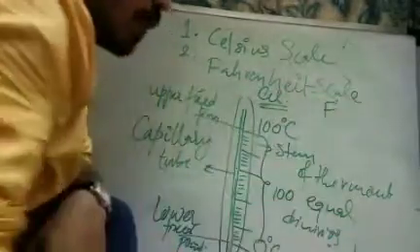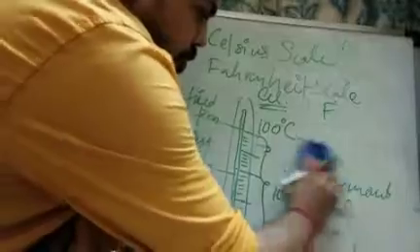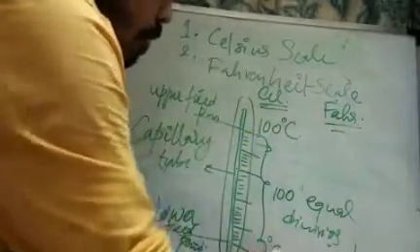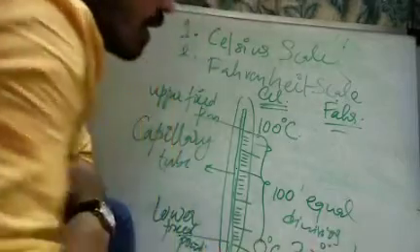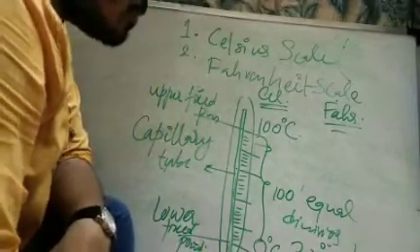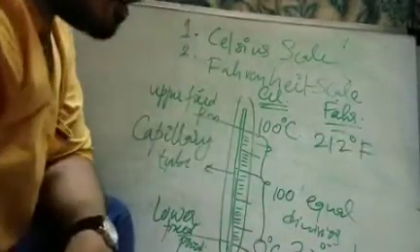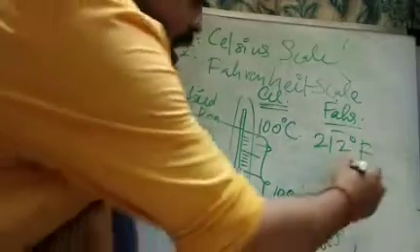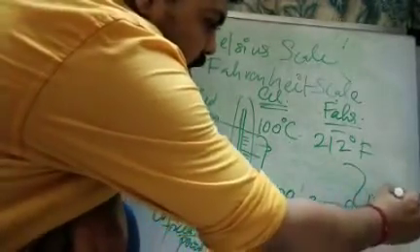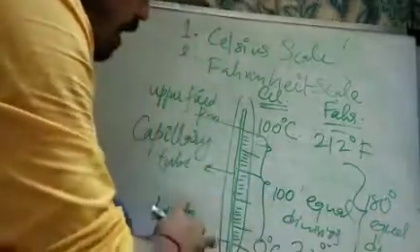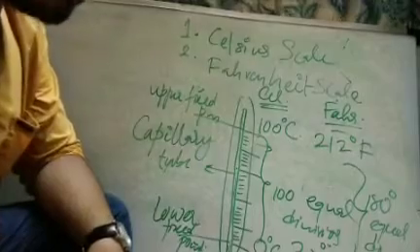Now, whenever we are using Fahrenheit scale, the lower fixed point denotes 32 degree Fahrenheit and the upper fixed point denotes 212 degree Fahrenheit. So in case of Fahrenheit scale, there are total 180 equal divisions between the lower fixed point and the upper fixed point.